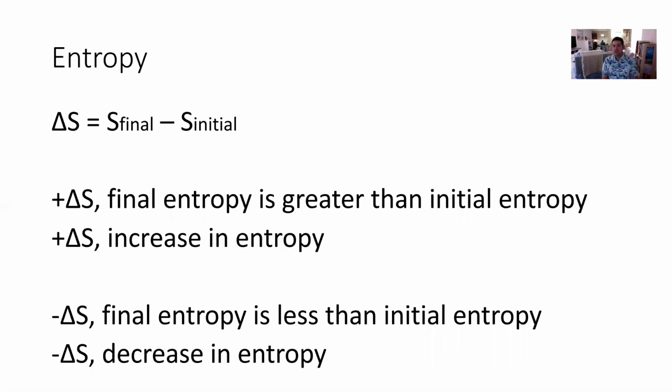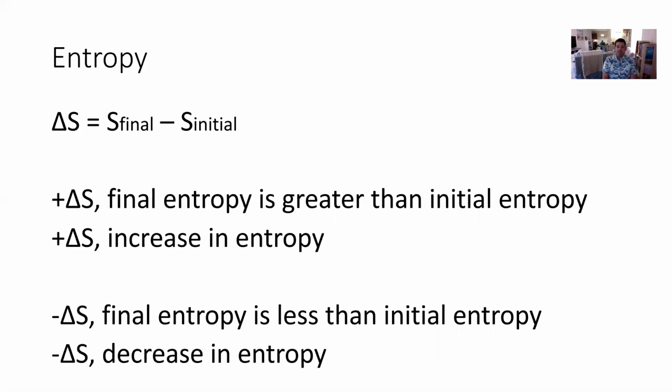Now entropy, we are going to be looking at delta S. We don't want to get this messed up. So delta S, again, it's S final minus S initial. So the final entropy state minus the initial entropy state. So when we have a positive delta S, final entropy is greater than initial entropy. So when we have a positive delta S, we had an increase in entropy. That means we had an increase in disorder. 52 card pickup, that would be a positive delta S, because we have created the disorder.